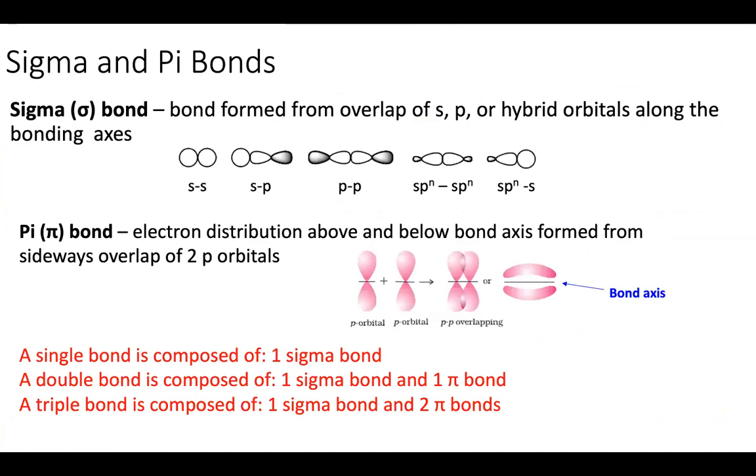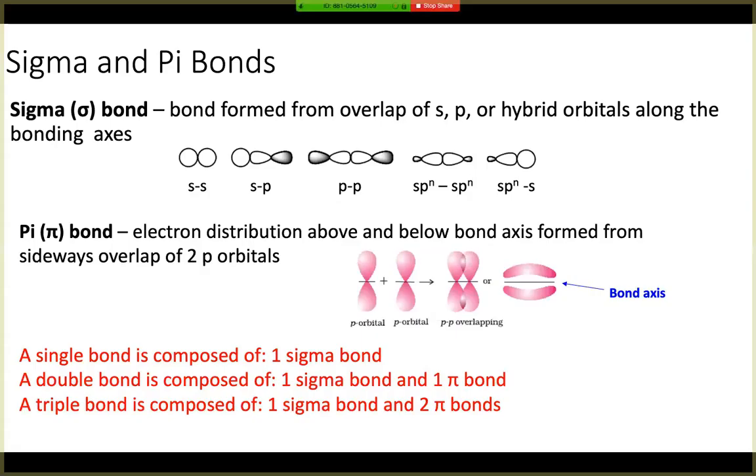One of the other things I'm going to have you do once you've drawn your structures is to start determining what type of bonds are being formed, right? And so we deal with two types of bonds in Gen Chem 1. Those are going to be sigma bonds and pi bonds, right?